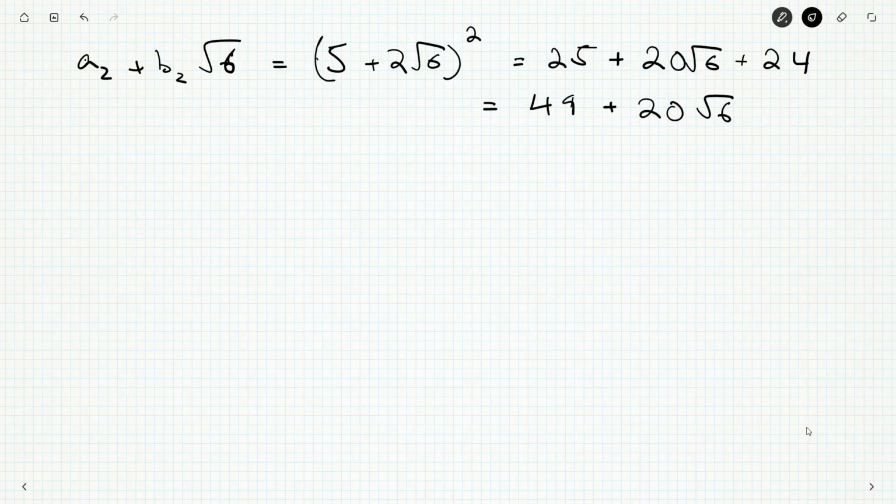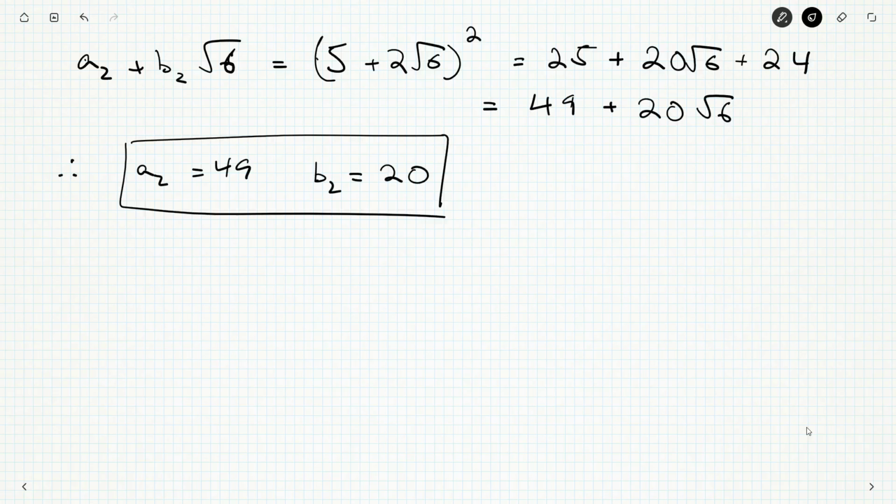So we get 49 plus 20 root 6. Okay. So that tells me a2 is 49, b2 is 20, and we're all set. Right? Yeah. Okay.